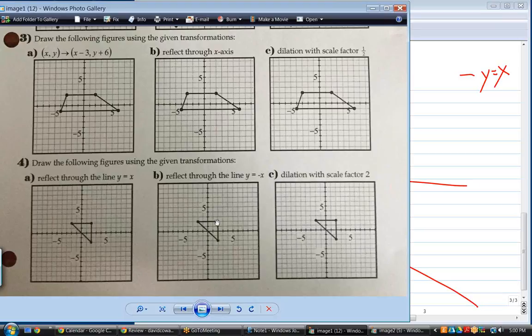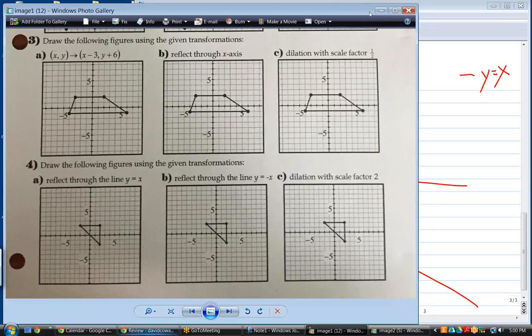And a dilation factor of 2. You do the same thing, only instead of cutting the distance in half, you double it. So this point goes out to here. This point goes up to there. And this point goes to 4, -4.